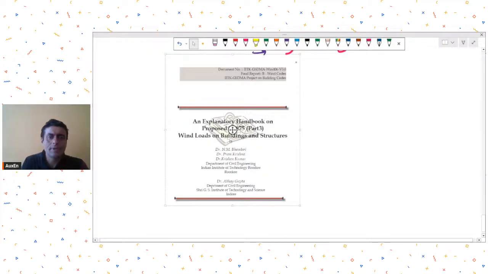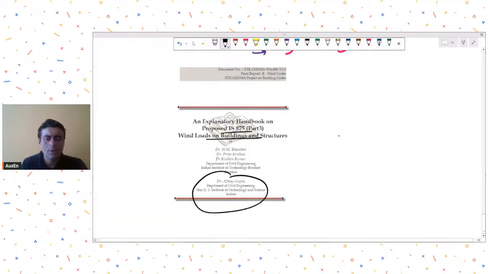So this has been prepared by Dr. Abhay Gupta sir, and it's a very good document where around 29-30 examples are given, which cover the different conditions for wind load application. So I'll recommend everyone to go through this document. They will understand how to apply wind loads for different conditions. Okay.